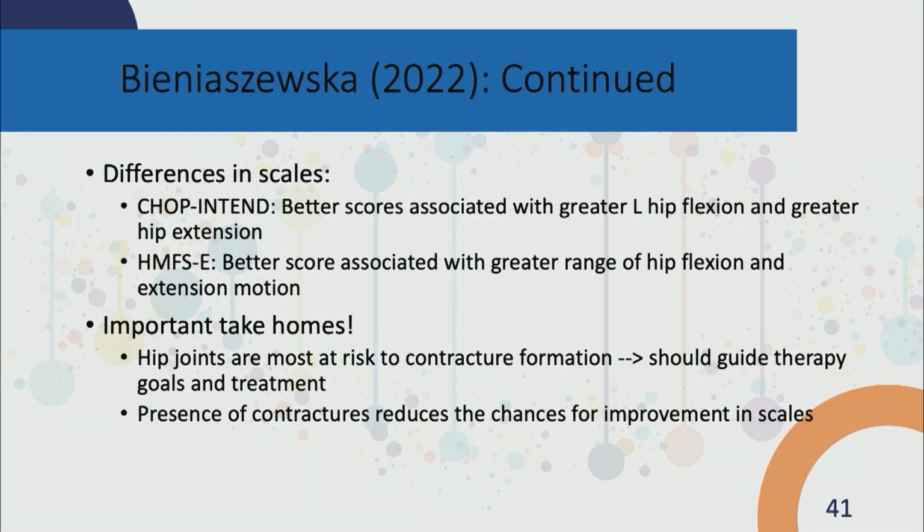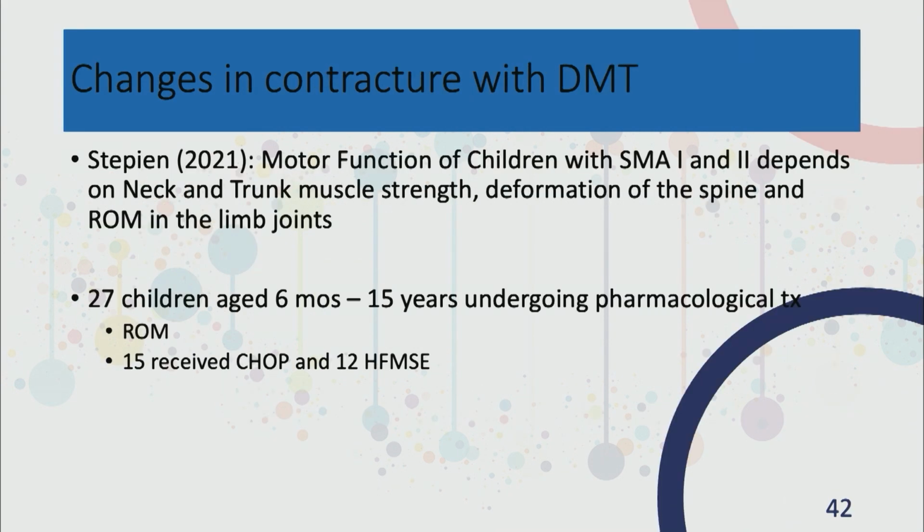So I think what this study does for us is it helps us to keep the hip in mind and to consider that with goals and treatment, and then to consider how contractures are really going to reduce the chances for improvements in motor skills.